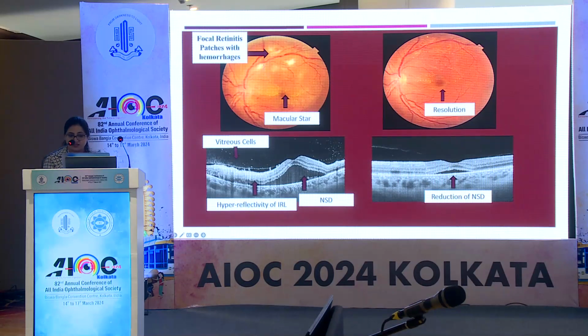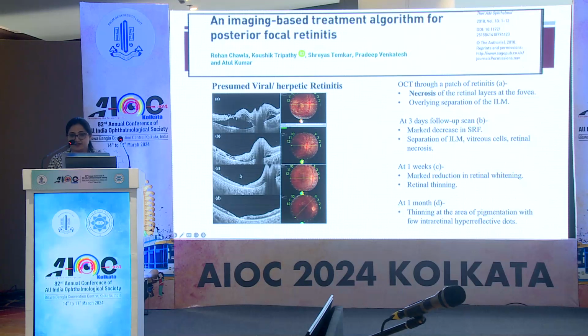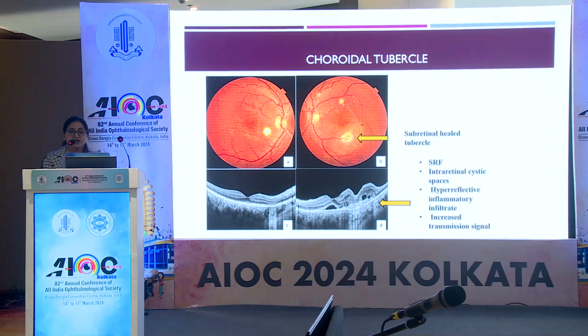And when we do OCT, we can see the neurosensory detachment at the area of the macular star, the vitreous cells, the separation of the ILM, and the hyperreflectivity of the inner retinal layers. However, no necrosis is noted here as seen in the other presumed viral retinitis. So this is a case of healed choroidal tubercle.